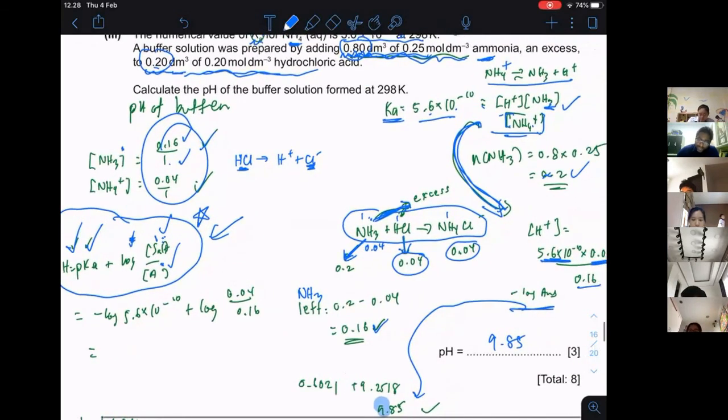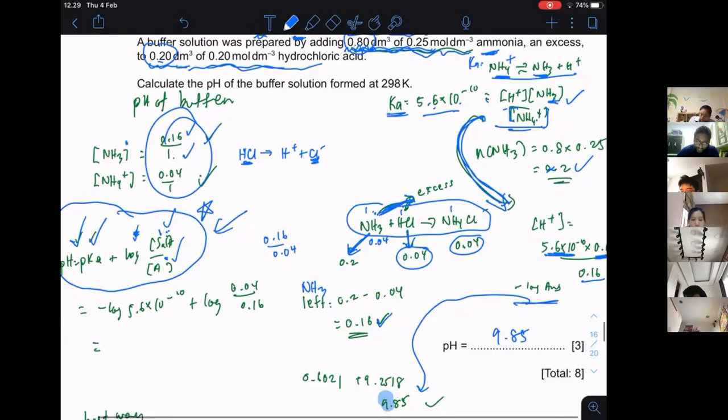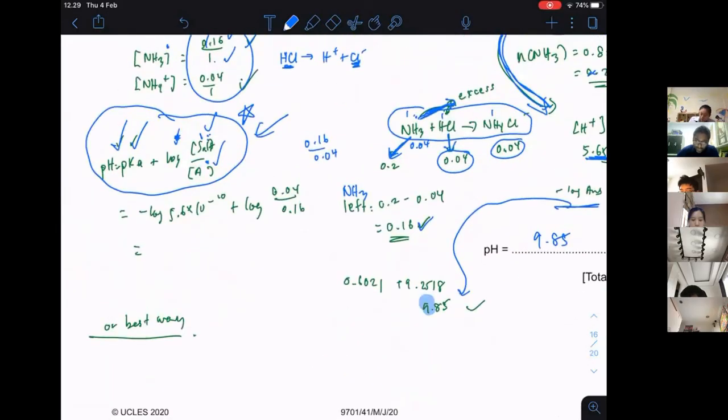So if you follow the formula, this is Ka, so you take the ammonia divided by ammonium. It's supposed to be in that way. So it means that the ammonia is 0.16 divided by 0.04. That's supposed to be the way to calculate rather than using this way. If you use this way, then it's wrong. I'm just giving you some example.